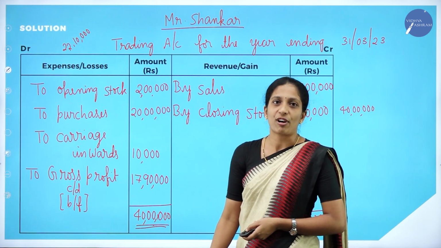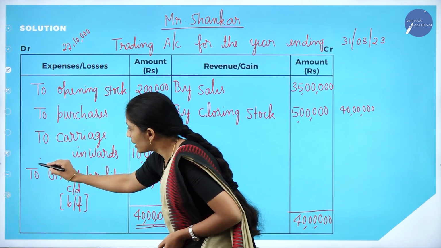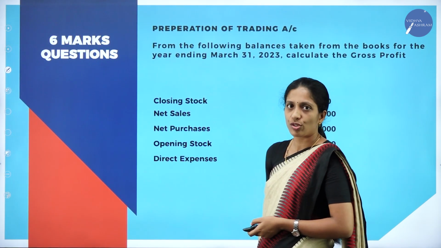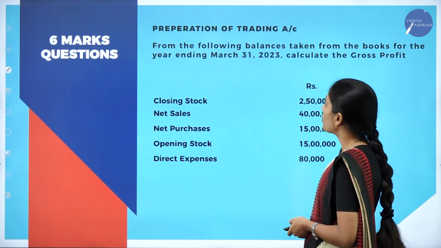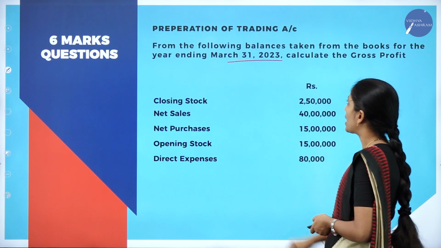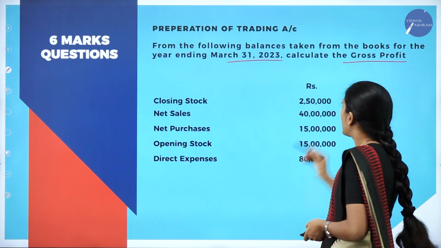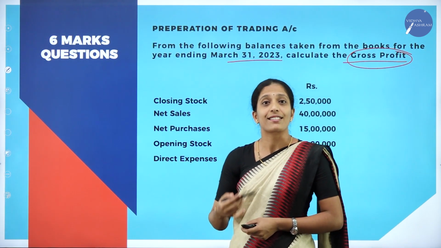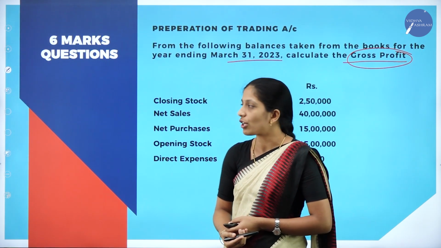So hope you are clear about this simple problem on trading account where you have to find out the gross profit. Moving on to the next problem. This is also a 6 marks problem where you have to prepare your trading account. From the following balances taken from the books for the year ending 31st March 2023, calculate the gross profit. If they ask like this, prepare or calculate gross profit, it is understood that we have to prepare a trading account and find out the gross profit.